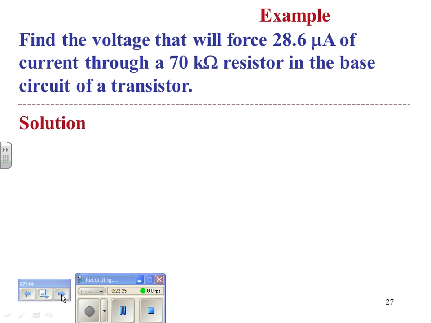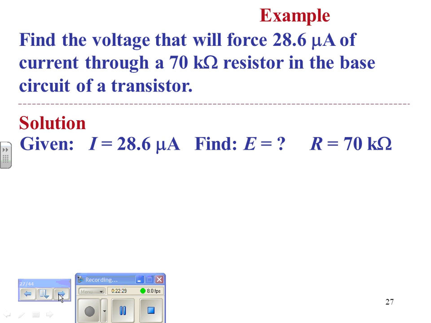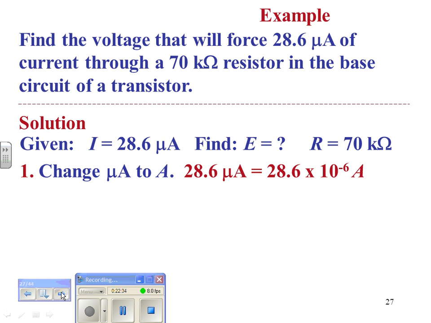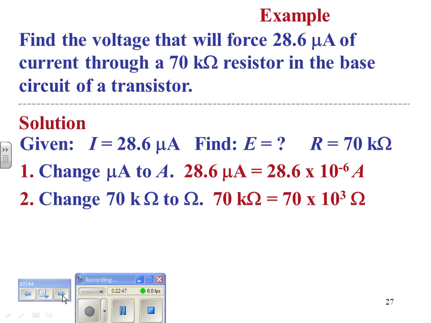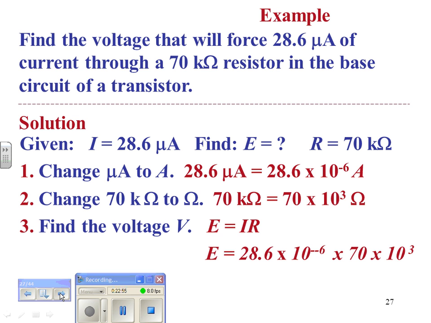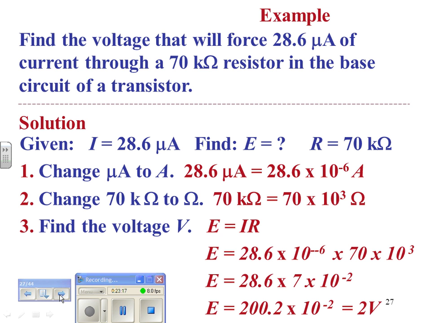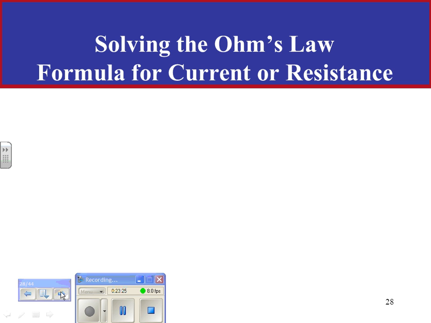in the base of a transistor. So once again, we're using engineering notation to simplify because we're going to turn this into powers of 10, right? And micro, 28.6, we're going to turn that into 28.6 times 10 to the minus 6. We're going to change 70,000 to 70 times 10 to the third. Find the voltage, E is equal to I times R. E is 28.6 times 10 to the minus 6 times 70 times 10 to the third. So then we can regroup this and get the whole numbers together and the powers of 10 together. Then it becomes a lot simpler. 28.6 times 7 times 10 to the minus 2, or 200.2 times 10 to the minus 2, or 2 volts. 2.002 exactly, but who's arguing over 2/1000ths of a volt?